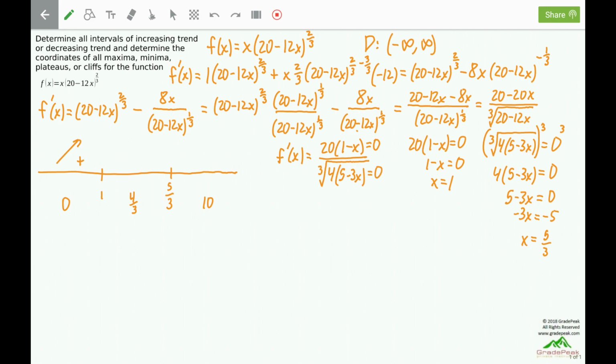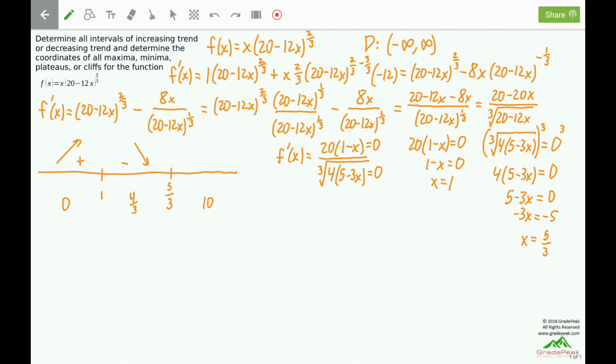Now we can plug 4/3 in. Starting in the denominator, 3 times 4/3, the 3's will cancel, and that will be a 4. 5 minus 4 is a positive, times 4 is still positive. The cubed root of a positive number is positive. In the numerator, 1 minus 4/3, 4/3 is bigger than 1, that will be a negative. A negative over a positive is a negative. We have a negative first derivative. This corresponds to a decreasing trend.